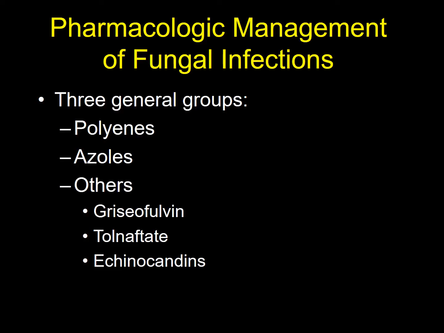We have 3 general groups of antifungal medications: the polyenes, the azoles, and then collectively a group of others, which is some of the old stuff like griseofulvin, some of the topical stuff like tolnaftate, and then the echinocandins, which is collectively a class of very new antifungals for really more serious fungal infection. You could go a whole career and never use those, but that's the 3 general groups.